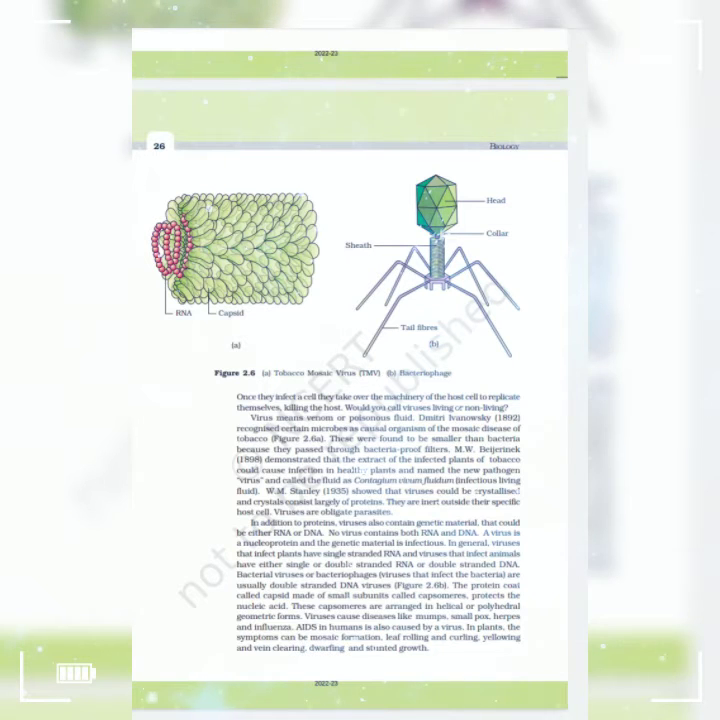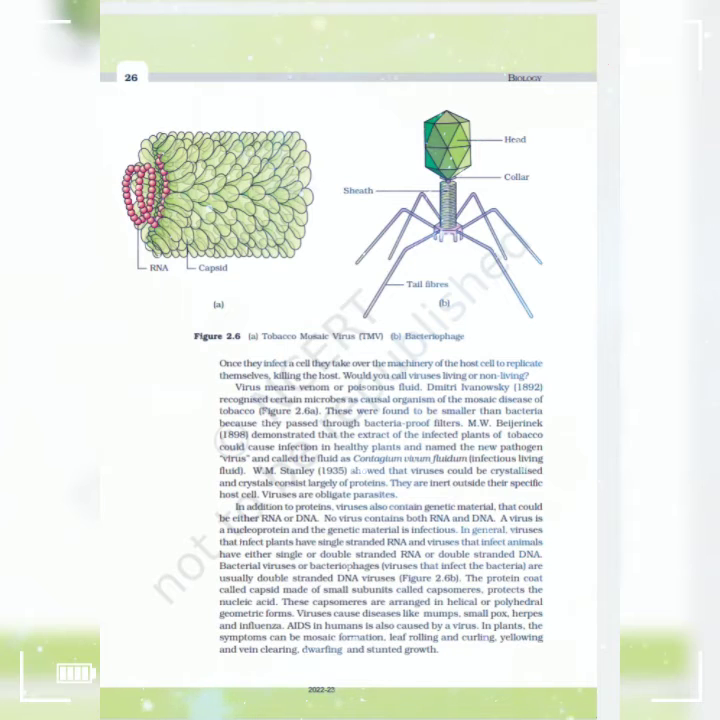W.M. Stanley, in 1935, showed that viruses could be crystallized and that the crystals consist largely of proteins. They are inert outside their specific host cells. Viruses are obligate parasites. In addition to protein, viruses also contain genetic material. It could be either RNA or DNA. No virus contains both RNA and DNA. A virus is a nucleoprotein and the genetic material is infectious.